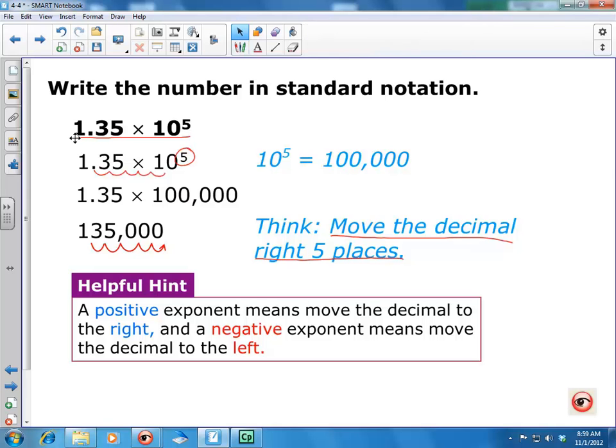Now, down here at the bottom, on your helpful hint, it says a positive exponent means you're going to move the decimal to the right. This is important. Positive, you go to the right. If we have a negative exponent, which we will be dealing with today, you have to move the decimal to the left. The process is the same. The only difference is we're moving our decimals in different directions.